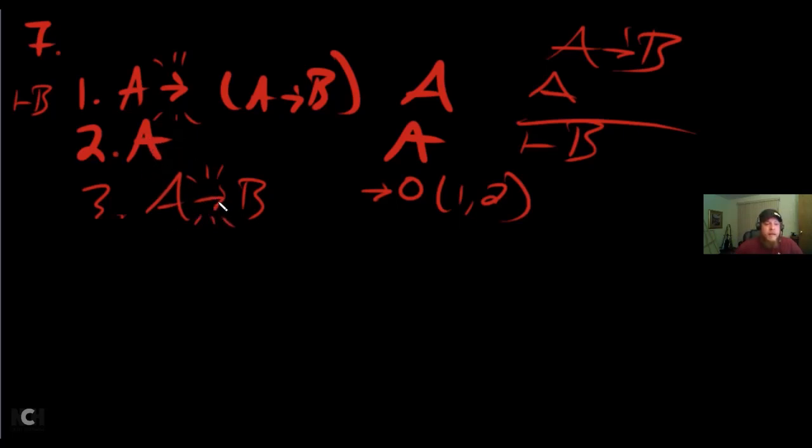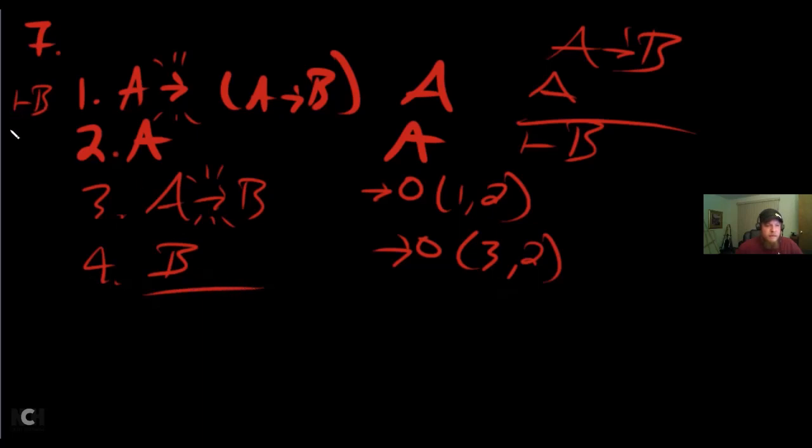I got an arrow, left side match, I unlock the right side. The right side here is B. So I'm going to be able to get B. Line 4, I can say, hey, I got B. How did I do that? Arrow out. Where was the arrow that I used? This time it was line 3. Where was the left side match? Line 2. And this B that I got here is the thing that I was supposed to solve for. So I am done.